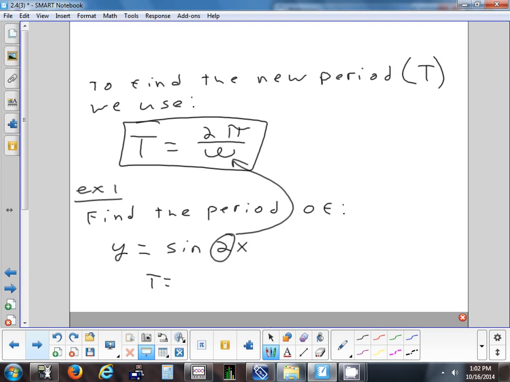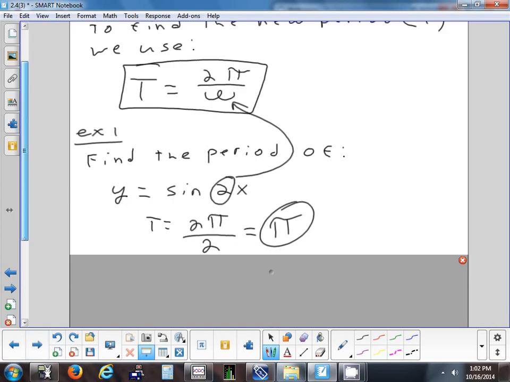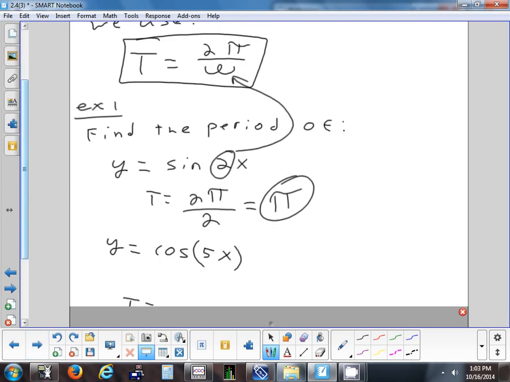So the period here would be 2 pi divided by 2. What's the period of sine 2x? Pi. So what's happening is sine 2x is going to compress it, and it's going to go through all its values between 0 and pi, instead of 0 to 2 pi. It's been compressed.